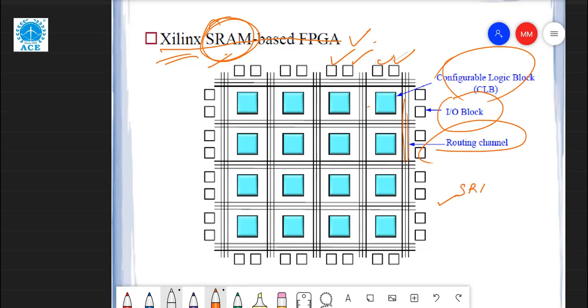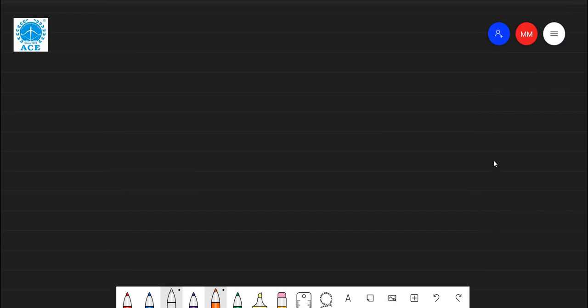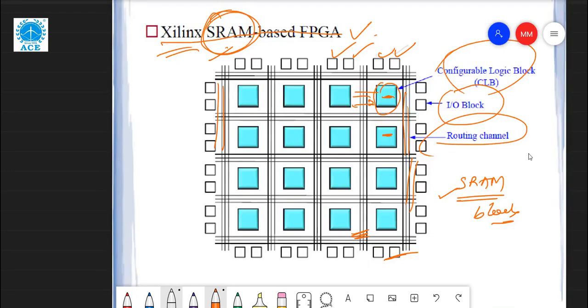SRAM blocks also will be there, along with the interconnections and configurable blocks, which are connected to all interconnections. Each is connected to the others, and these contain macro cells. So this is the basic architecture of Virtex. This is the basic structure of an FPGA.